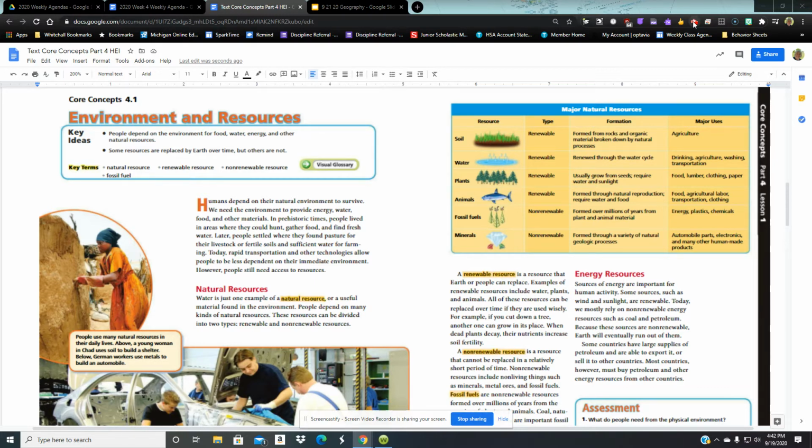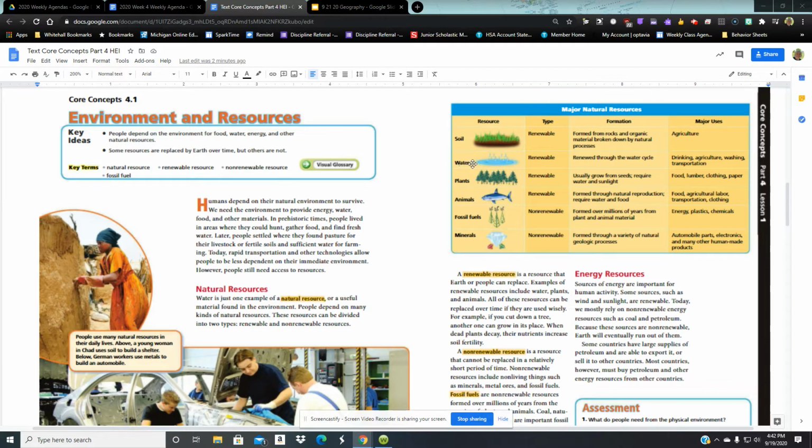Take a look at the chart at the top of the page, and it'll tell you in this column, soil is renewable. It's formed from rocks and organic material broken down, so dead leaves, dead animals, they break back down to make more soil. And their major use is for agriculture. We want soil that's going to be able to farm and produce food.